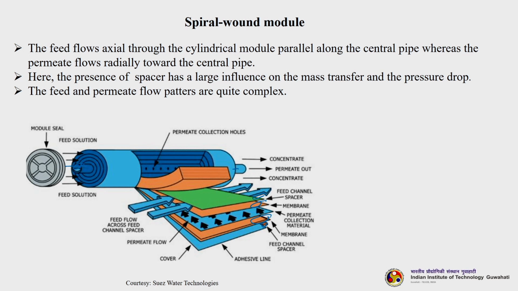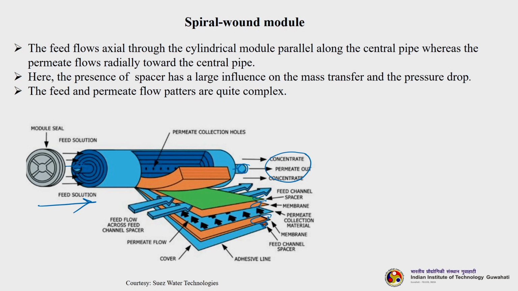The feed flows axially through the cylindrical module, parallel along the central pipe, whereas the permeate flows radially towards the central pipe. So, the feed is flowing in this direction, and we are getting the concentrate out here, whereas here the permeate is getting collected through this particular tube over which the membrane and the spacers are rolled. The presence of the spacer has a large influence on the mass transfer and the pressure drop.